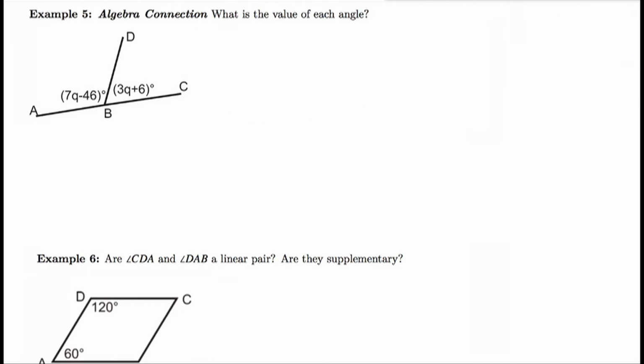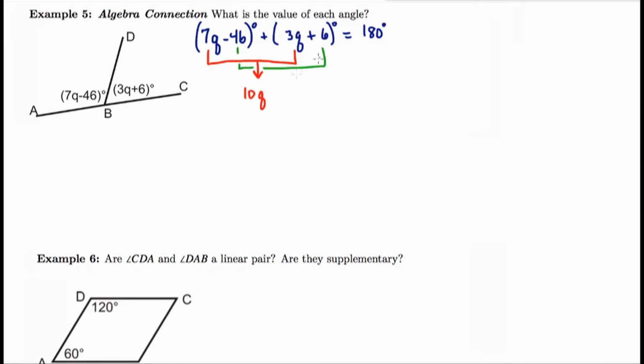Example 5, what is the value of each angle? So angle ABD and angle DBC are a linear pair because ABC is a straight line. So I can just add these two expressions and set it equal to 180. 7q minus 46 plus 3q plus 6 equals 180. Add my like terms and then solve for q, and I get 22.